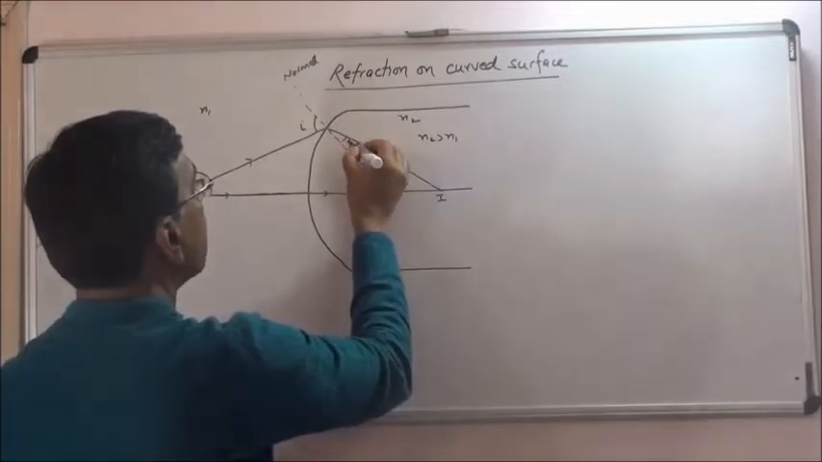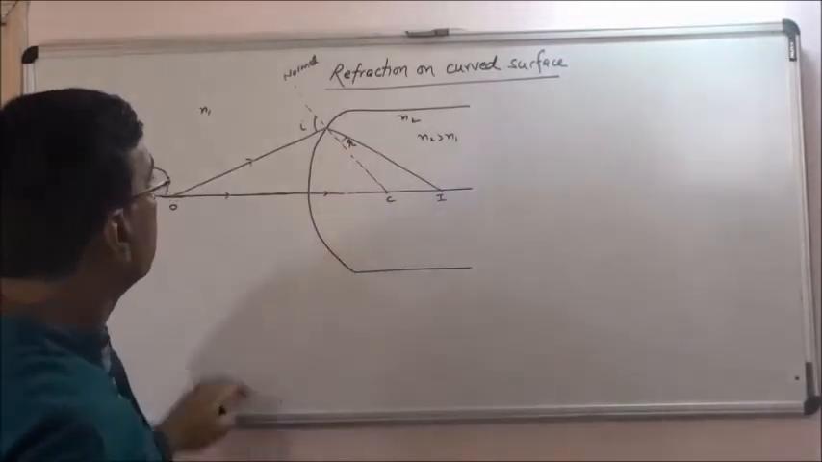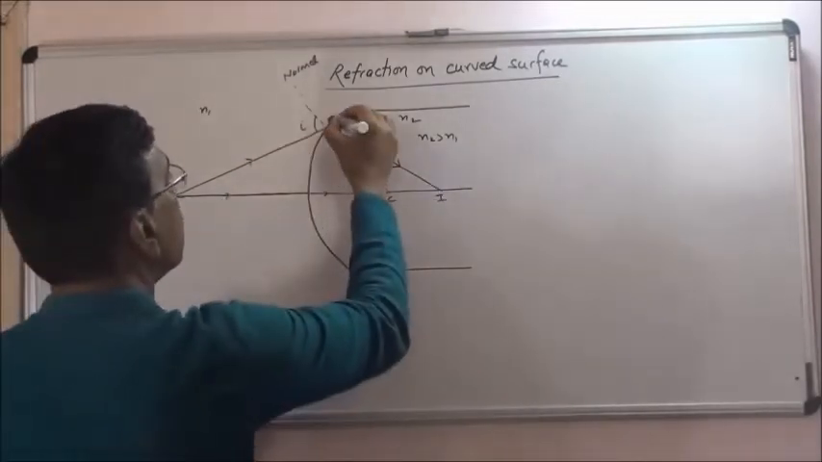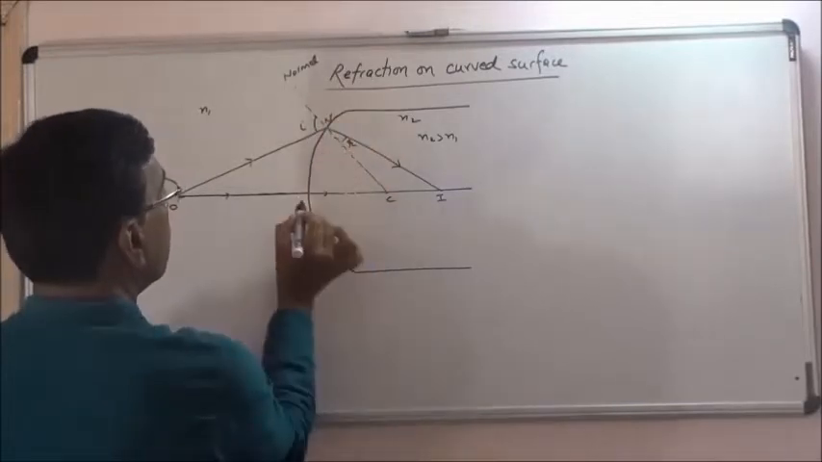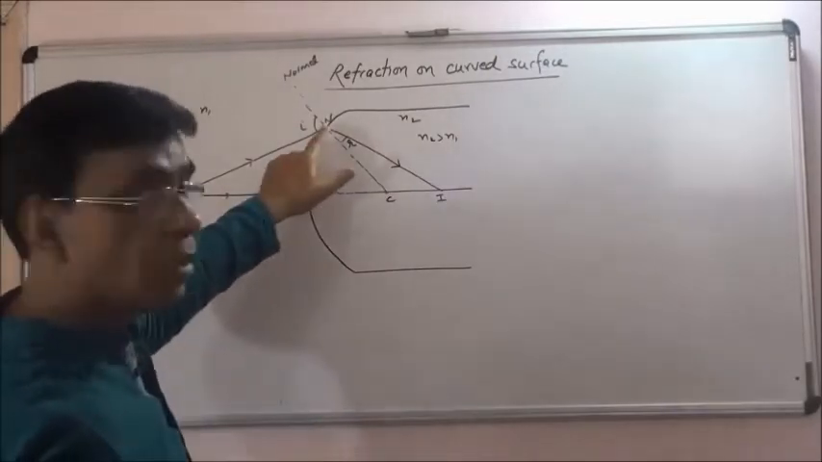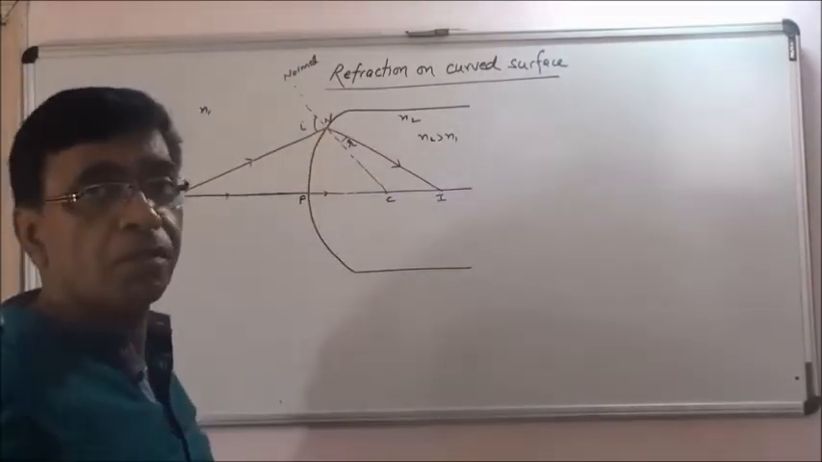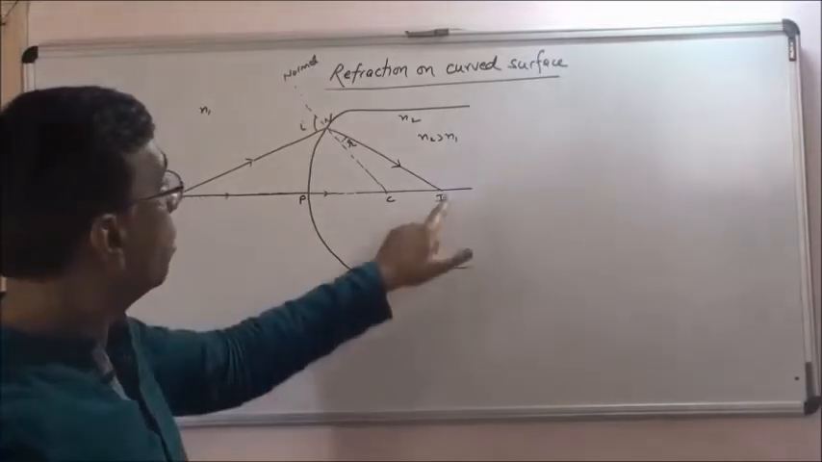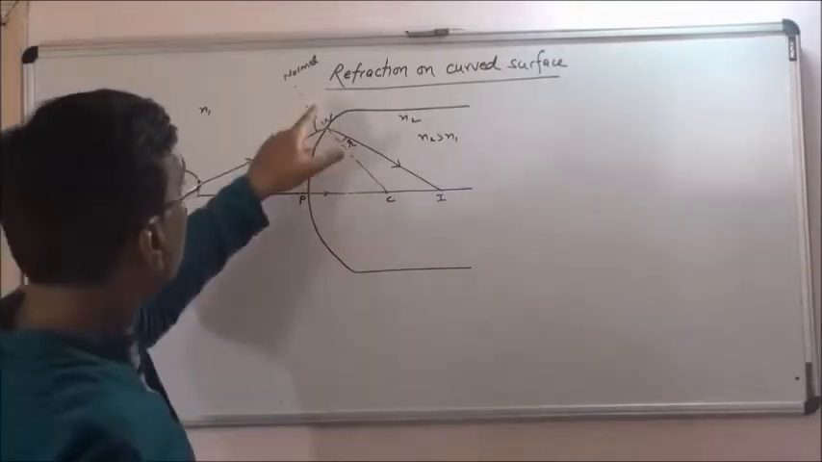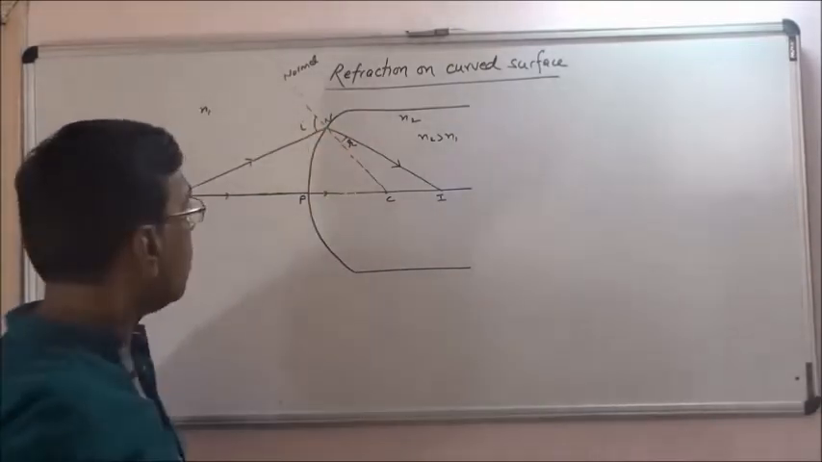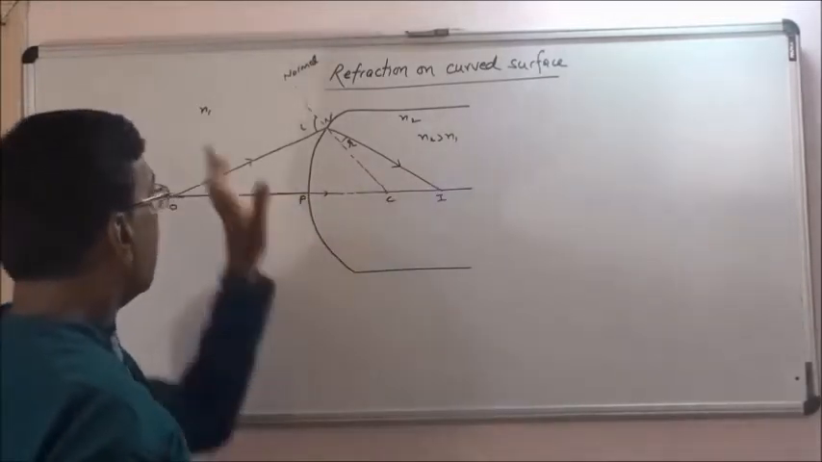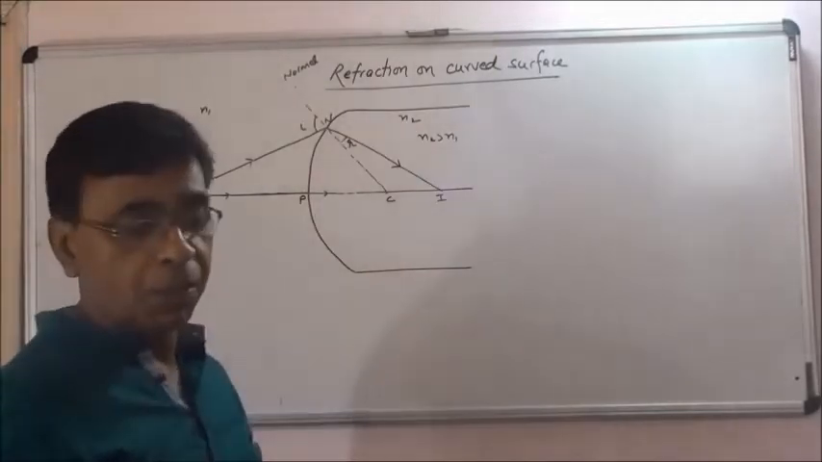So this is the angle of refraction. This is the refracted ray. Incident ray, let this point be N. This point be P. ON is the incident ray, NI is the refracted ray, O is the point object, I is the image, and this is the normal. Angle of incidence, angle of refraction. Now to relate these distances, OP, PC and PI, and N1, N2, we will find an expression.